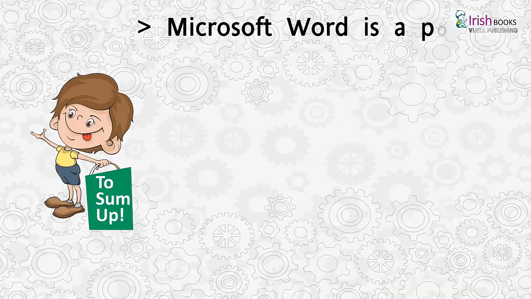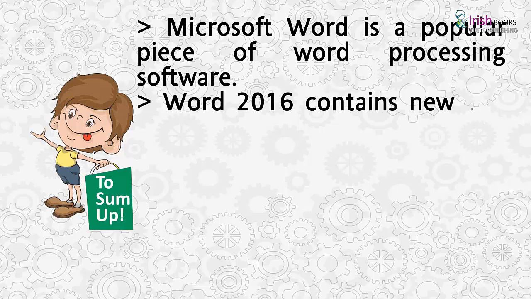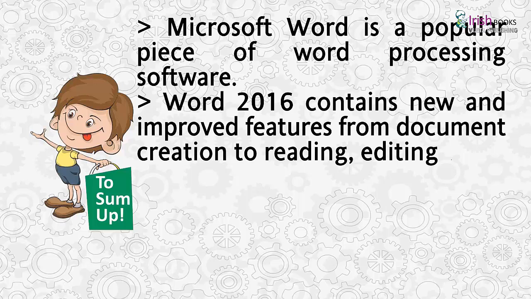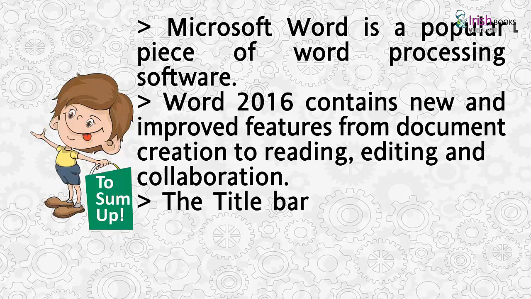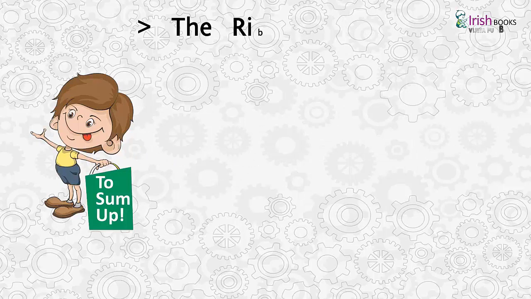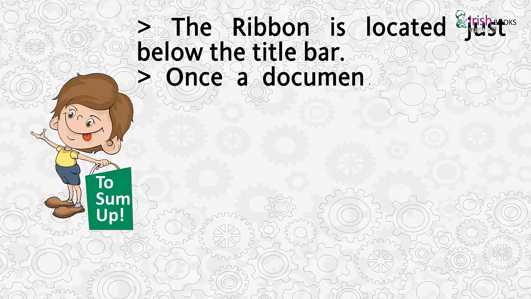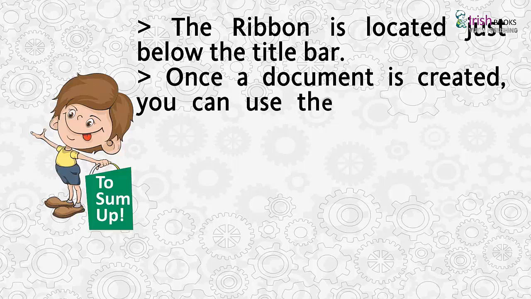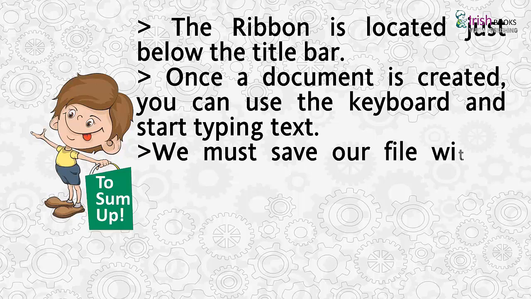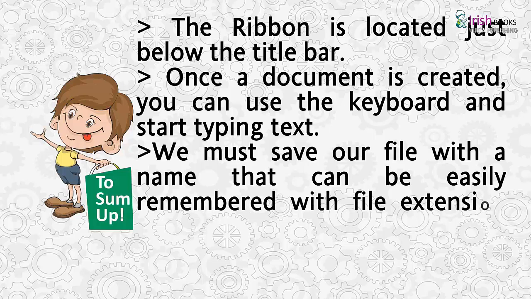Microsoft Word is a popular piece of word processing software. Word 2016 contains new and improved features from document creation to reading, editing, and collaboration. The title bar is present at the top of the screen. The ribbon is located just below the title bar. Once a document is created, you can use the keyboard and start typing text. We must save our file with a name that can be easily remembered, with file extension docx.